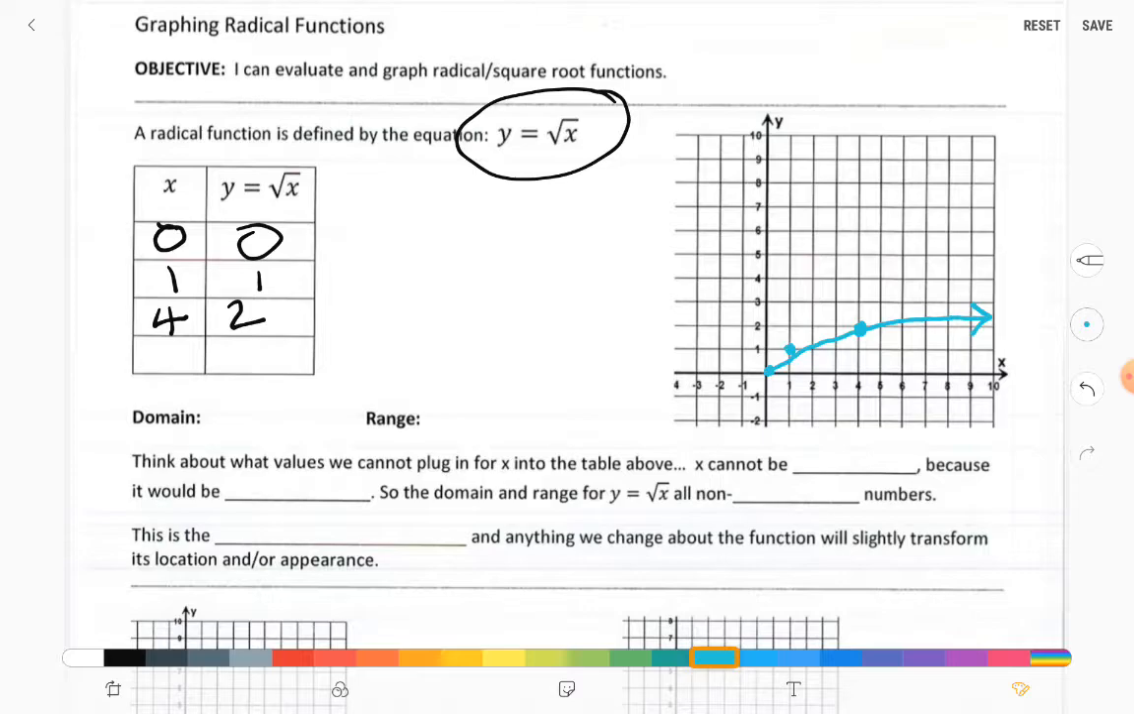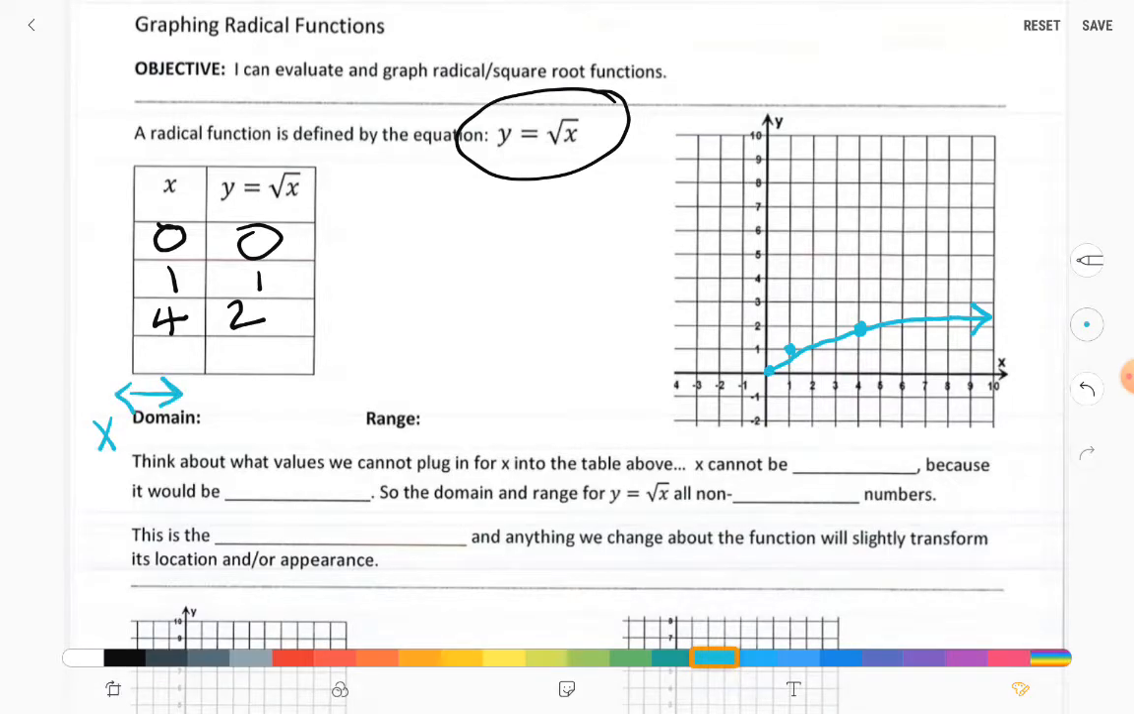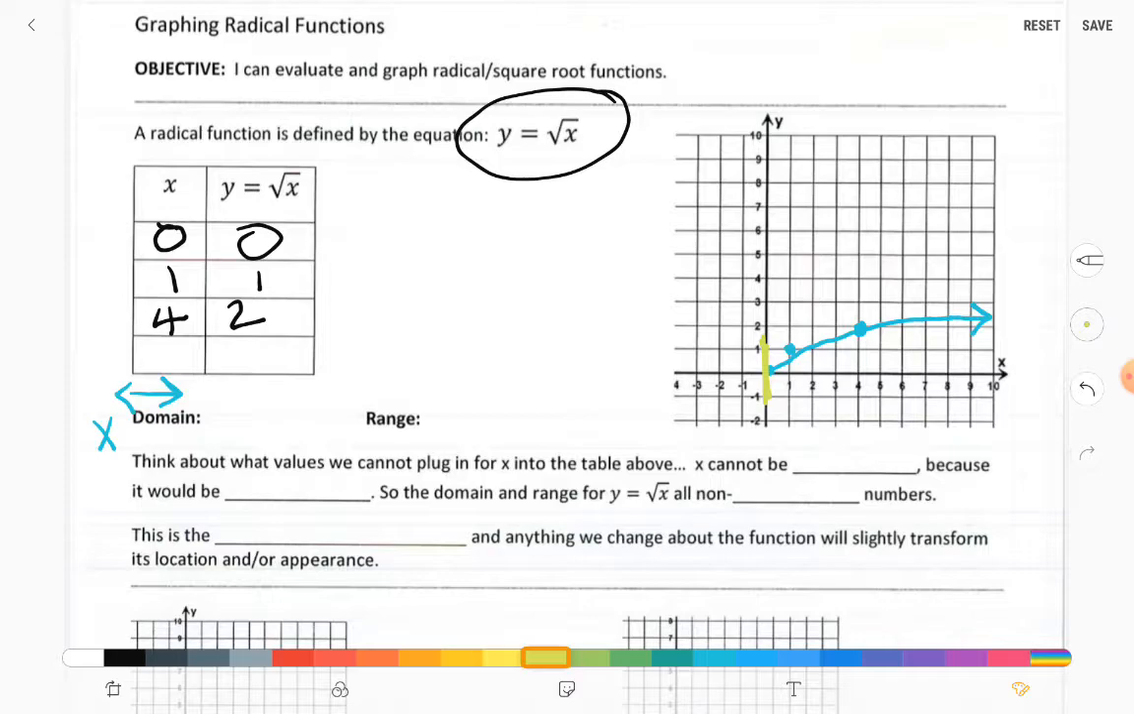Okay, so let's talk about the domain. Remember, the domain are the x values. They go from left to right. So if I look at this domain, the domain are just the x values. I'm starting my domain here. There's not any points to the left, and I'm going towards all those bigger numbers. Remember, those bigger numbers are called infinity. Okay, so again, we're starting at 0.